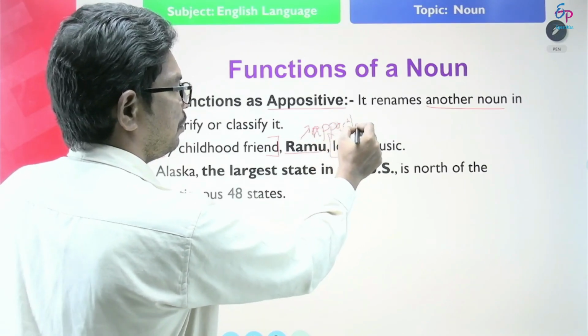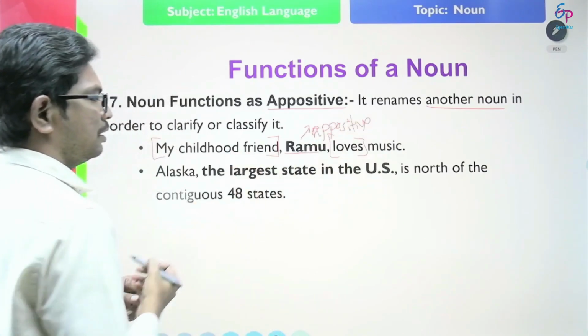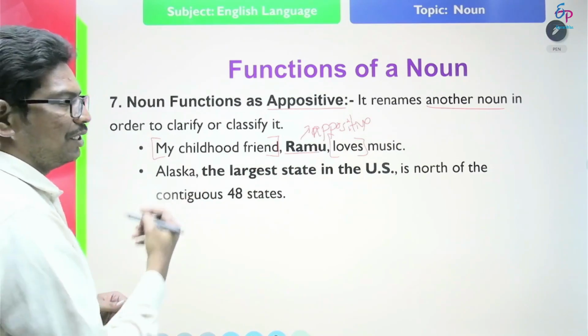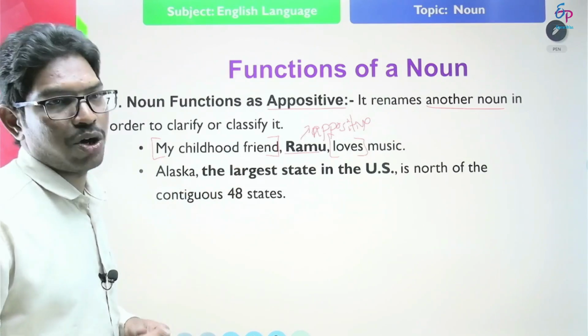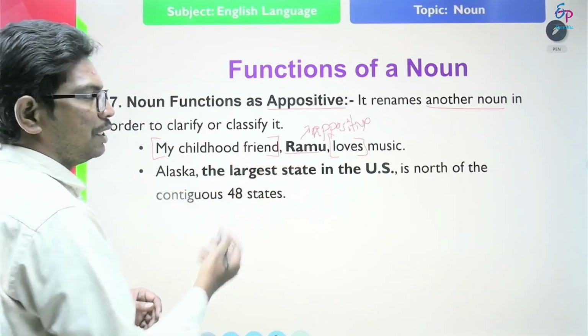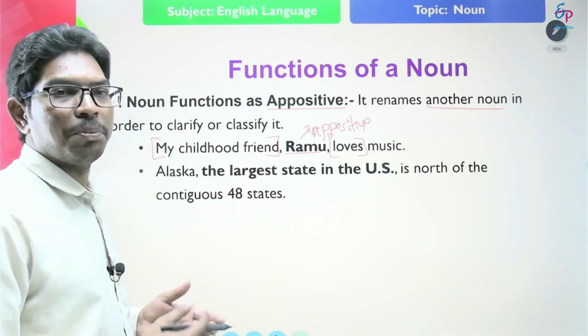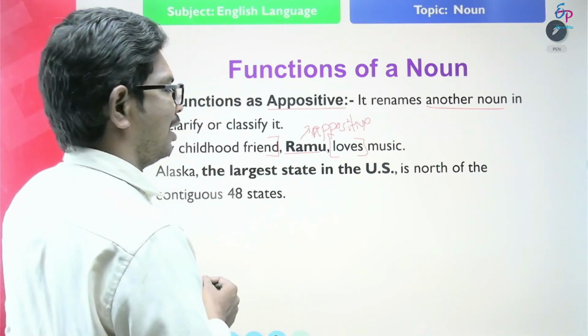Why? It is renaming the subject, childhood friend. It is clarifying it. What is my childhood friend? That is Ramu. So Ramu is a noun appositive. Look at another example.